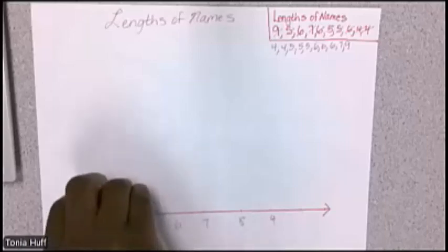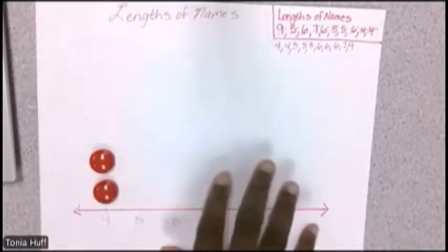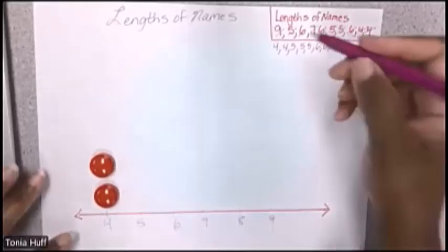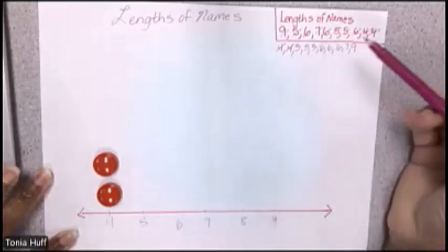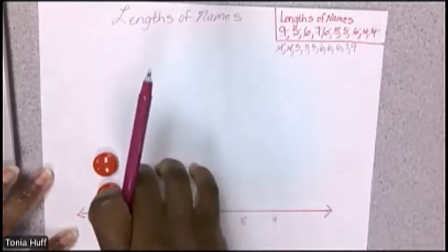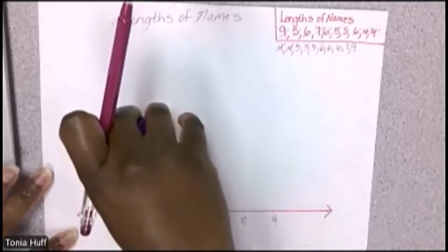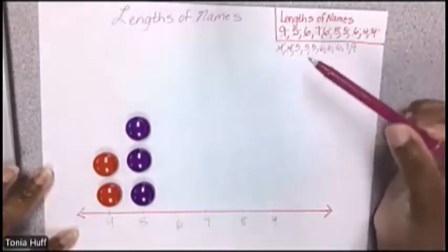Okay. So I had 2 people who had 4 letters in their name. So I'm using 2 counters to represent those 2 people. I have 3 people who had 5 letters in their name. So I am placing 3 counters to represent those 3 people.